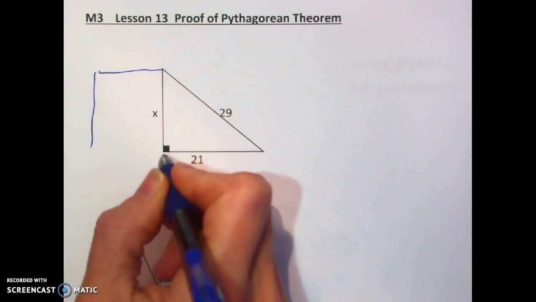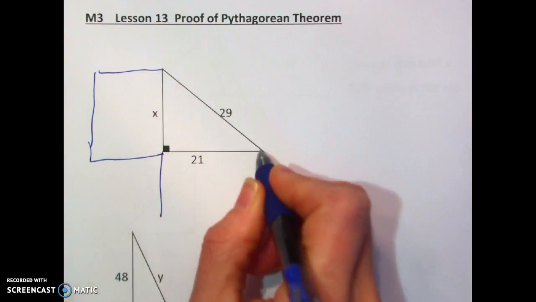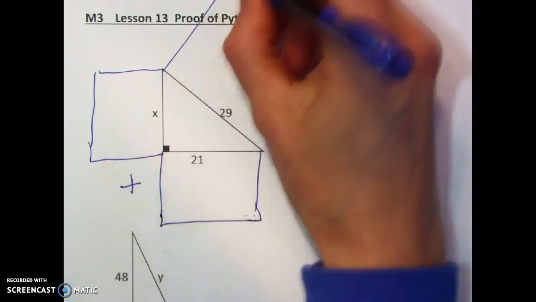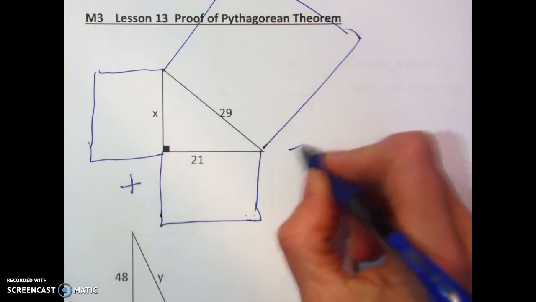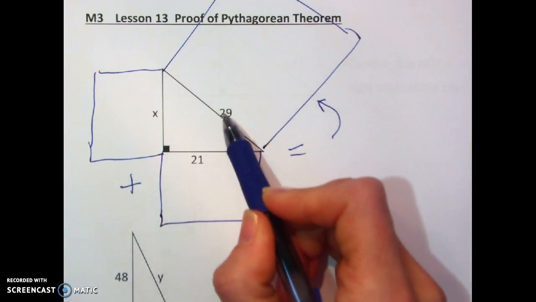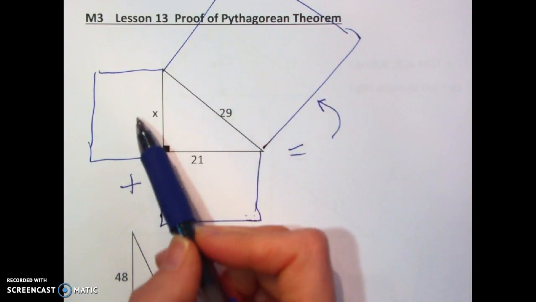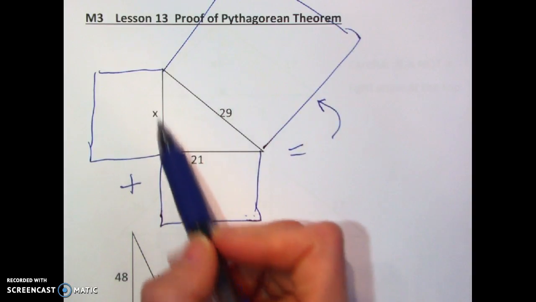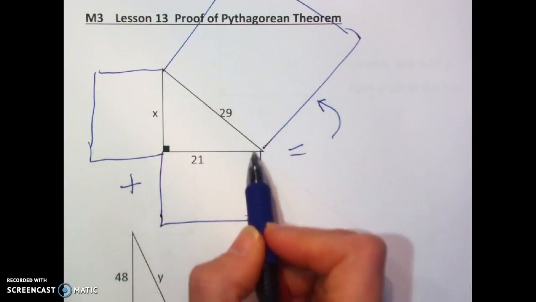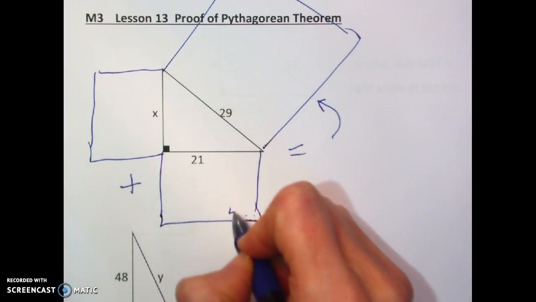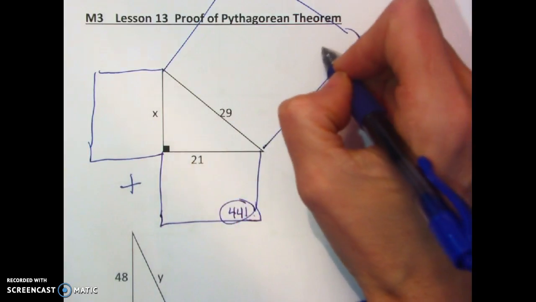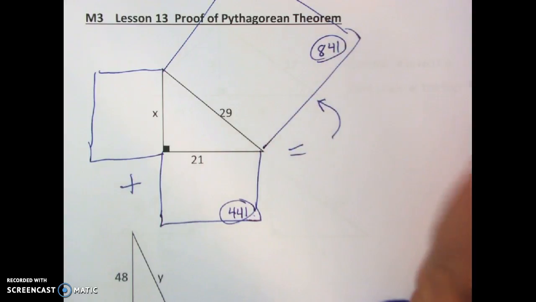Remember, the area of the squares on the legs add up to equal the area of the square on the hypotenuse. So our right angle's here, so this has to be our hypotenuse. We don't know the area of this square. The best we could do, since this is x, would be x times x, or x squared. 21 times 21 is 441, so that's the area there. 29 times 29 is 841, so that's the area there.